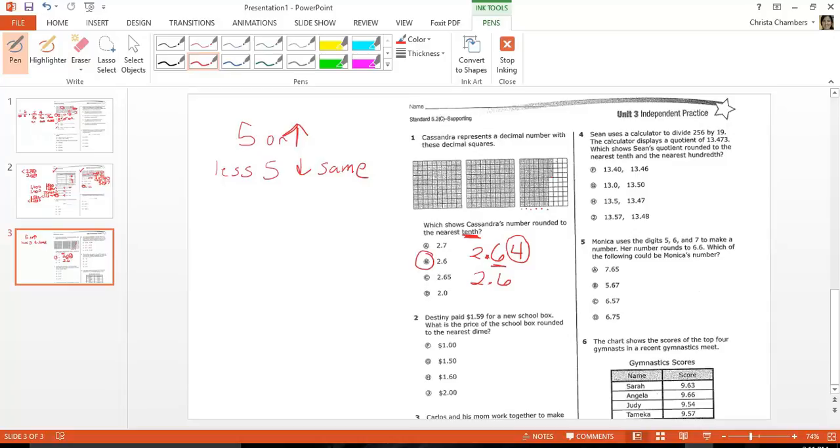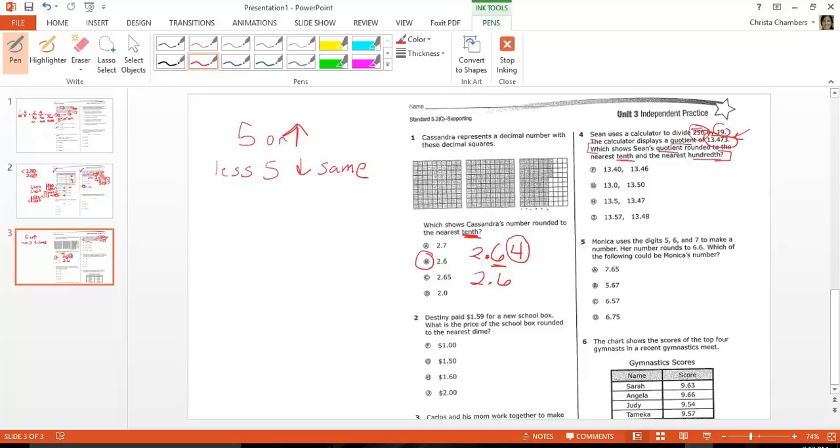Okay, let's look at one more. Let's look at number 4. It says Sean uses a calculator to divide 256 by 19. The calculator displays a quotient. Quotient is just the answer, of 13 and 473 thousandths, which shows Sean's quotient, okay, rounded to the nearest tenth and the nearest hundredth. Okay, so we're looking at just the quotient, which is this right here.